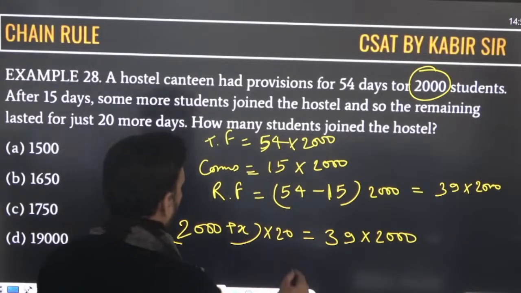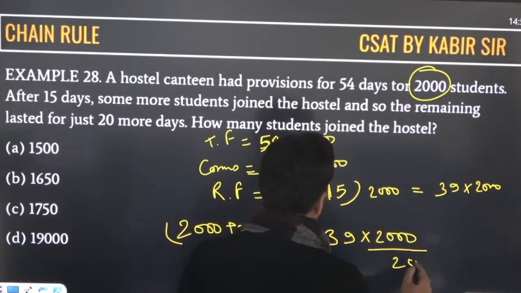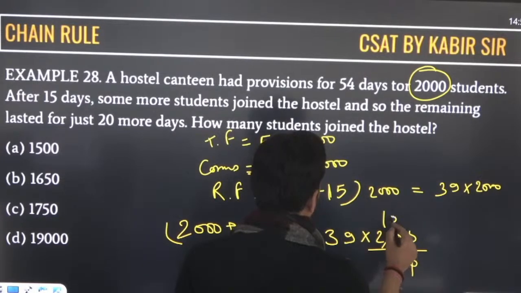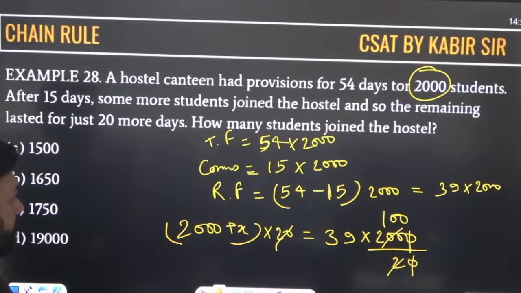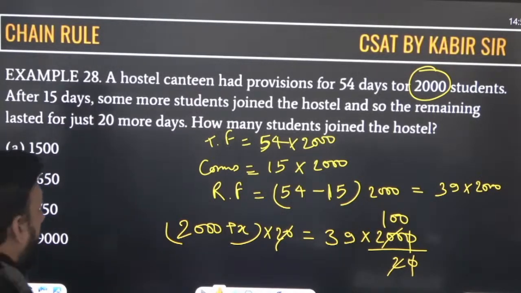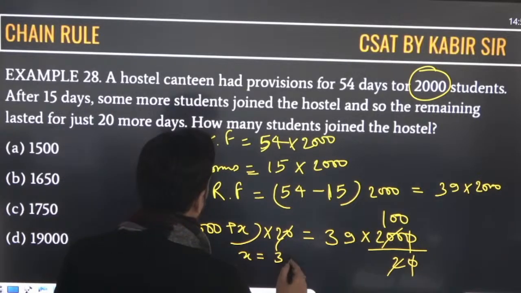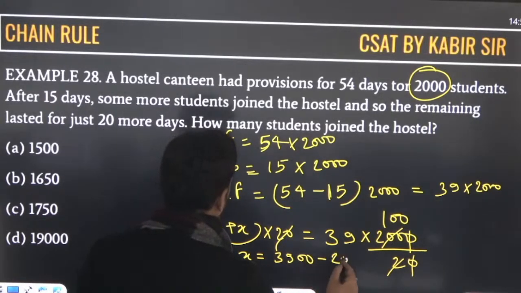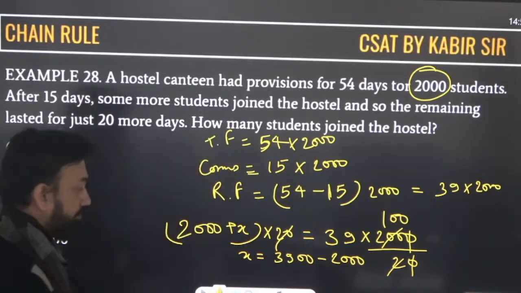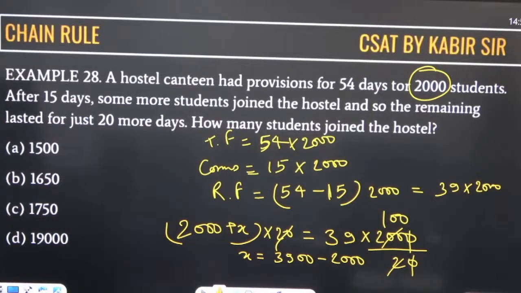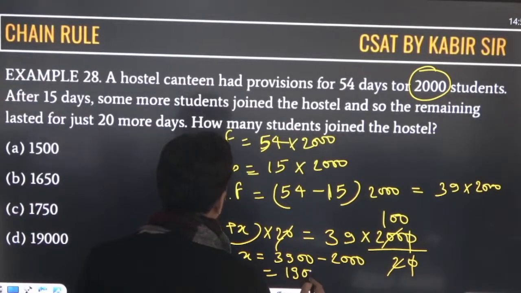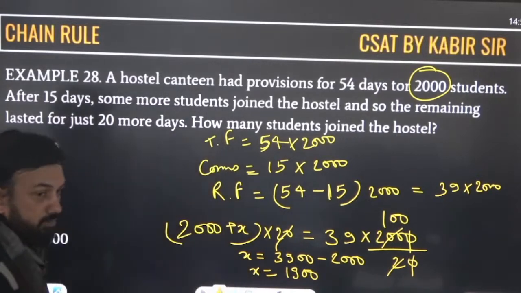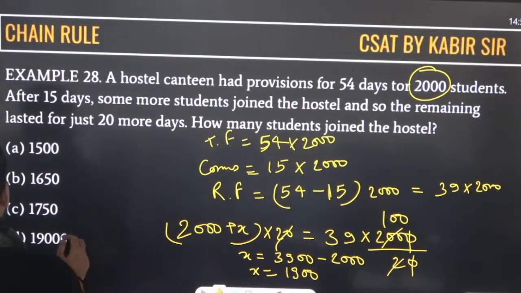Fine. This 20 will come this side. 0 will cancel. Right? This will be x equal to 900,000... is 1900. So the answer is 1000.